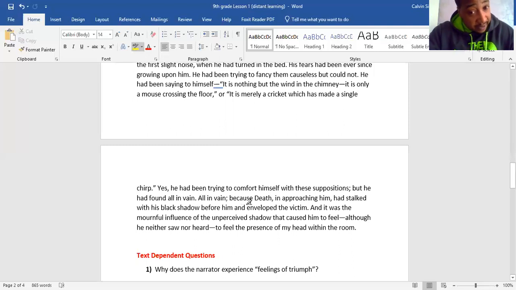"All in vain," once again, there it is, "because death, in approaching him, had stalked with his black shadow before him and enveloped the victim. And it was the mournful influence of the unperceived shadow that caused him to feel, although he neither saw nor heard, to feel the presence of my head within the room."